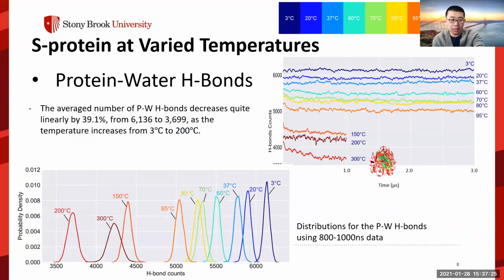And also here in the lower left, I show a figure for the distributions of the protein-water hydrogen bonds using 200 nanoseconds of the data. We can also see that the higher the temperature, the fewer the hydrogen bonds between the protein and the water molecules.